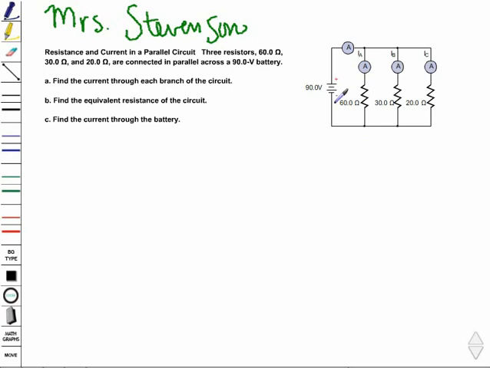As the current passes through the parallel circuit, it splits. So the current travels through the wire. Some of it goes this way, some of it goes this way, and some of it goes this way. And that's what we're trying to figure out in Part A. In order to do this, we want to list our knowns and unknowns.